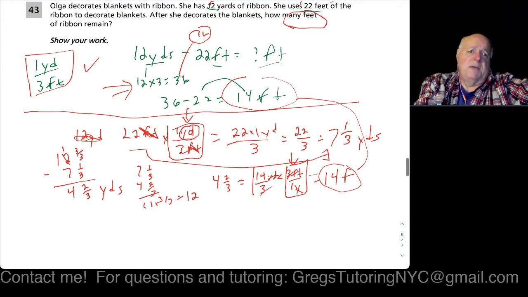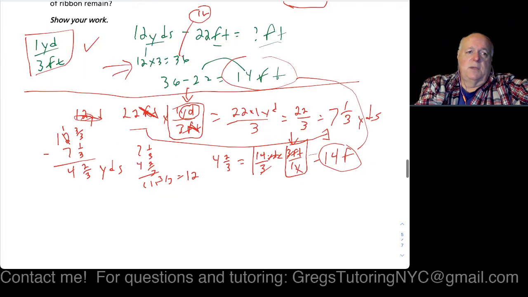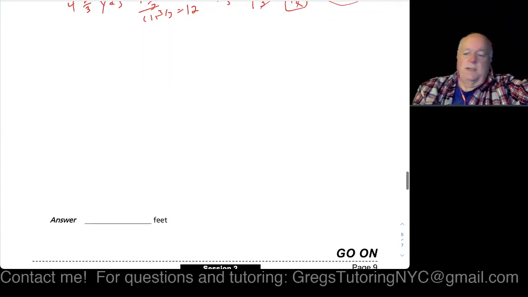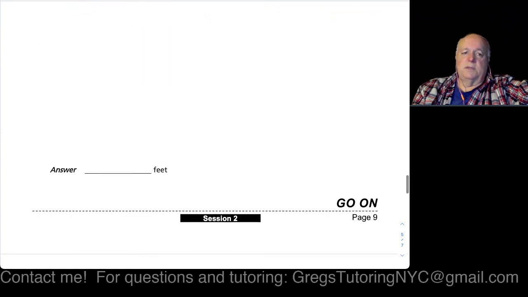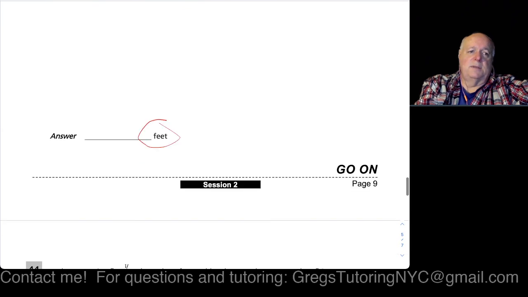So this is about unit conversions, and that's pretty much the concept. There was definitely a little multiplication here, but not too grandiose. And if you did it this way, mixed number subtraction. Okay, and again, the answer is in feet, so that double checks we're on par, in sync with what the problem is.